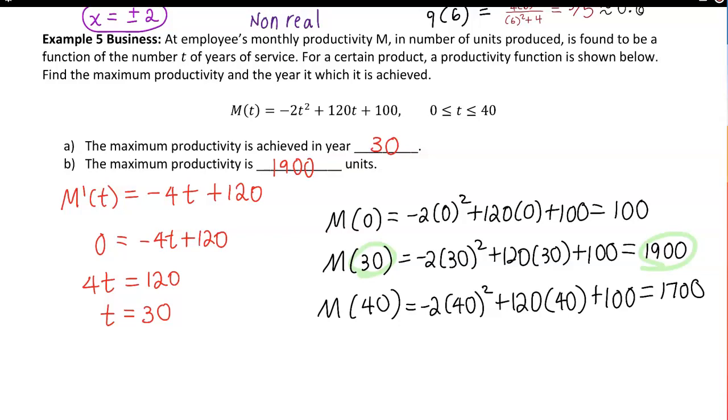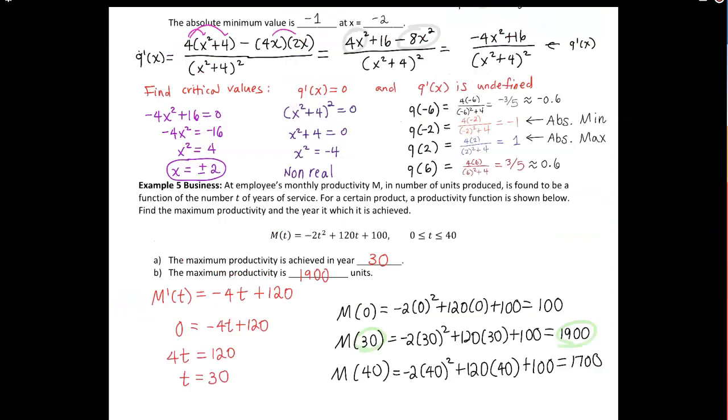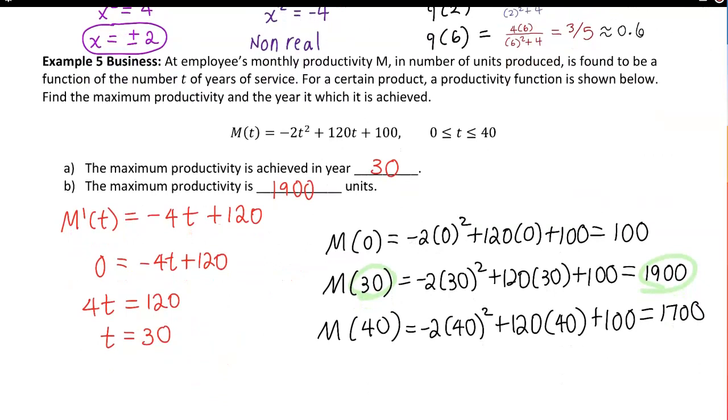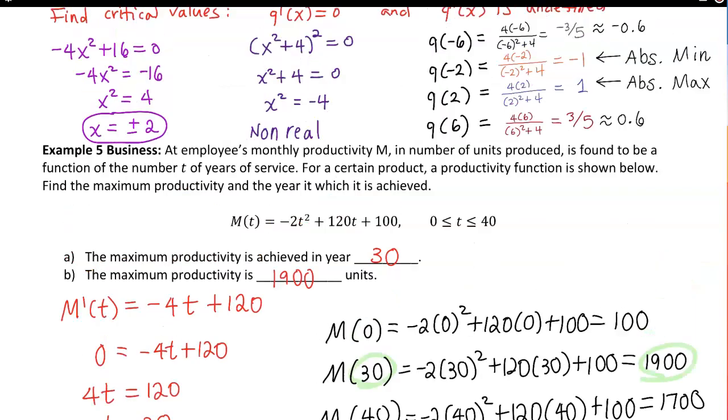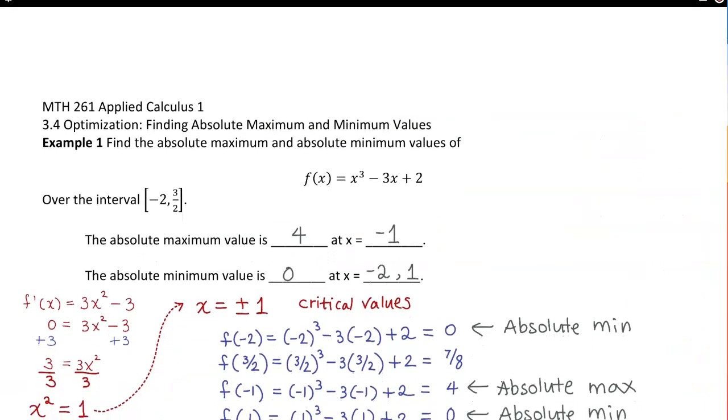So that is it for this lesson. I told you 3.4 is going to be a short one. I'm going to be back to go over section 3.5, just a couple more optimization word problems. But you are ready to start your MyMathLab homework 3.4 now.